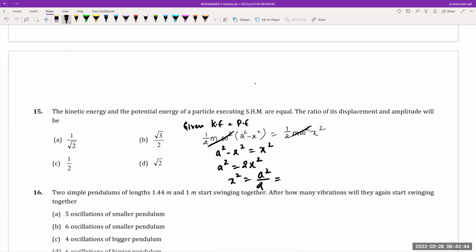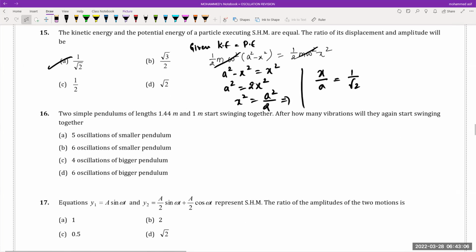ओके, यानी x by a is equal to 1 by root 2. X by a will be equal to 1 by root 2. So the ratio of the displacement divided by amplitude, A is your amplitude beta, here 1 by root 2 आएगा, तो B will be the answer.